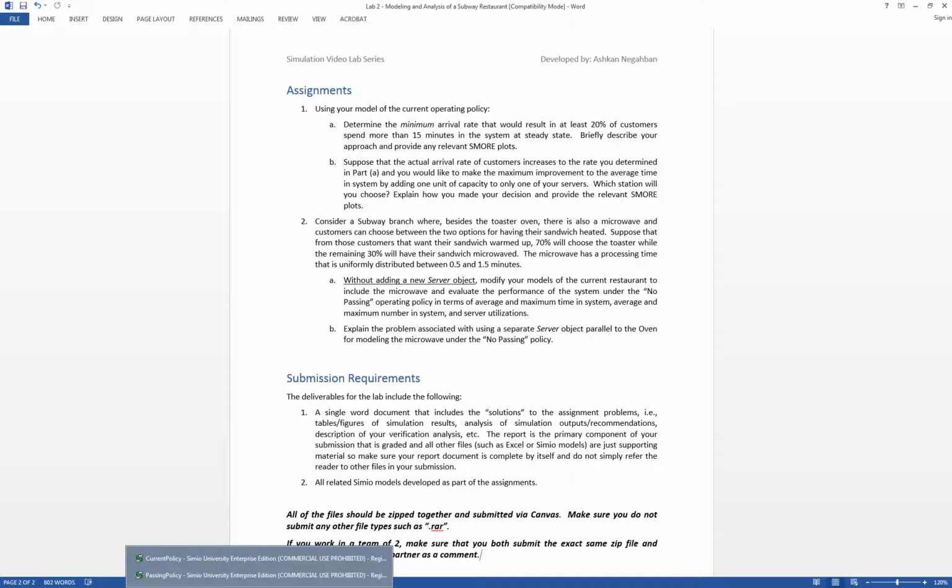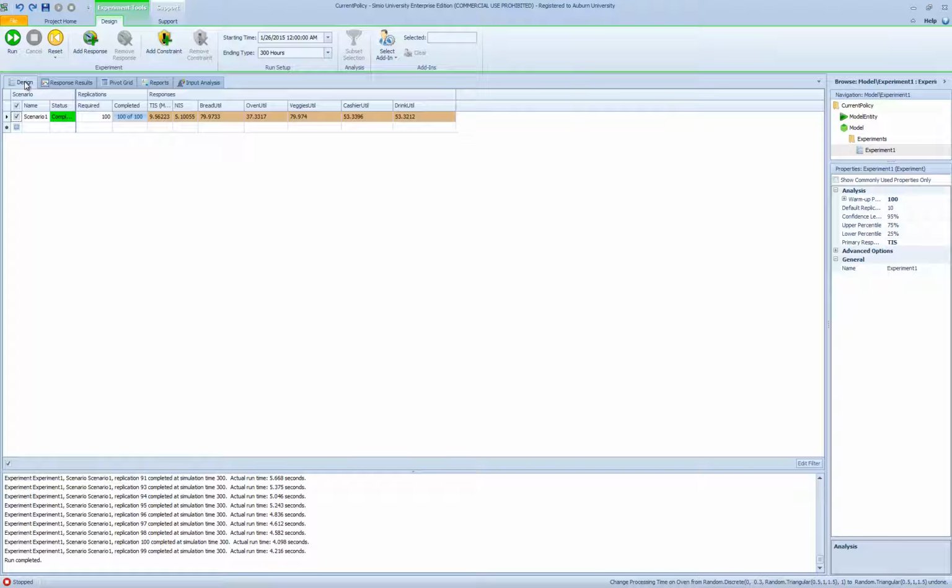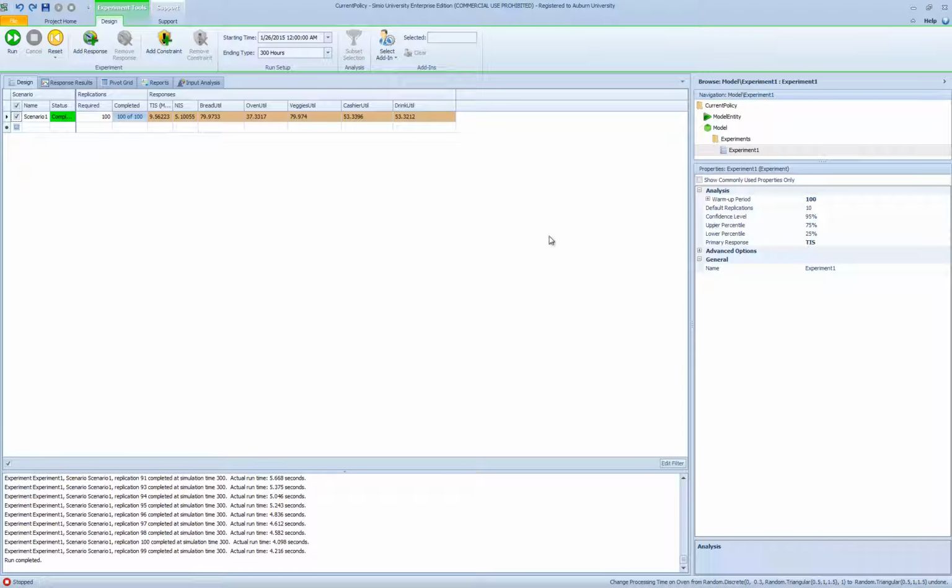In order to do that in Simio, let me maximize this. You can go to your experiment design, and in your experiment properties, you can modify the upper percentile and lower percentile values, which are defaulted to 75% and 25%. For example, in this assignment, you are looking for the 80th percentile. So you may want to change this to 80 and then answer the question.